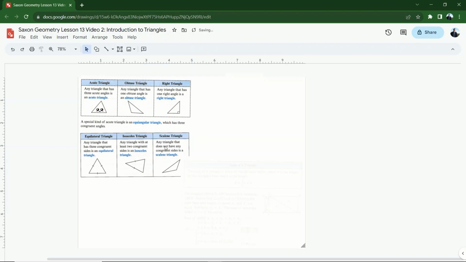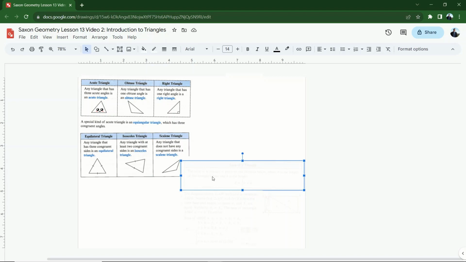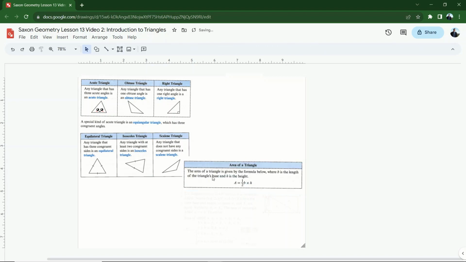And then lastly, a scalene triangle is a triangle that does not have any congruent sides. All of the sides are different lengths. This scalene triangle is an obtuse triangle, but you could also have a scalene triangle that's an acute triangle as well. You could have a scalene triangle that's a right triangle as long as all three side lengths are different. We've run into lots of those right scalenes, and we're going to see an acute scalene later on in this lesson.